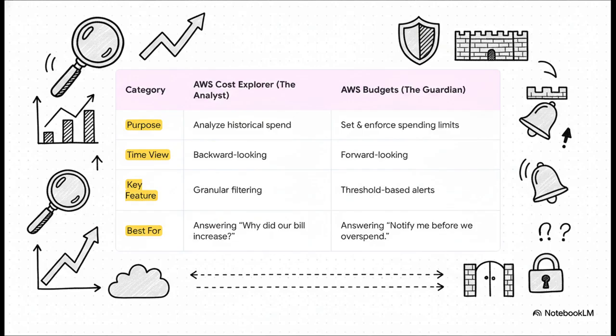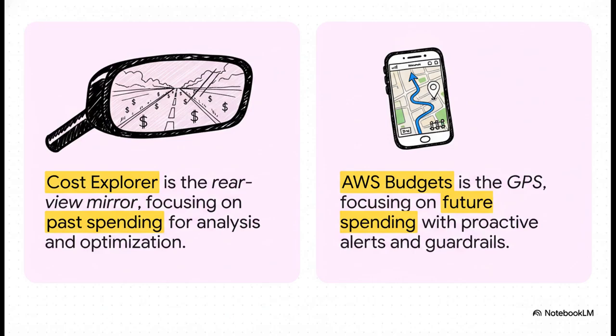Simple as that. And here's a great way to think about it that'll stick in your head. Cost Explorer is your car's rearview mirror. You need it to see where you've been. AWS Budgets, that's your GPS. It sets your destination, your budget, and yells at you when you're about to take a wrong and expensive turn.